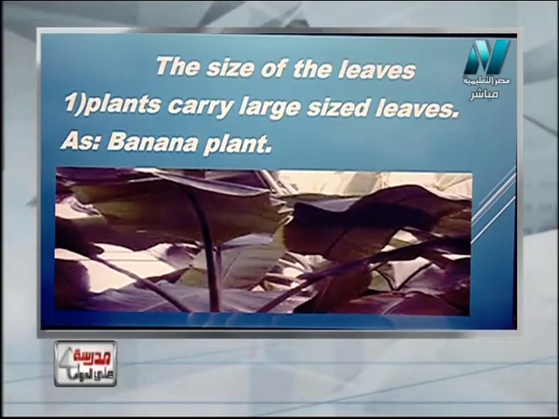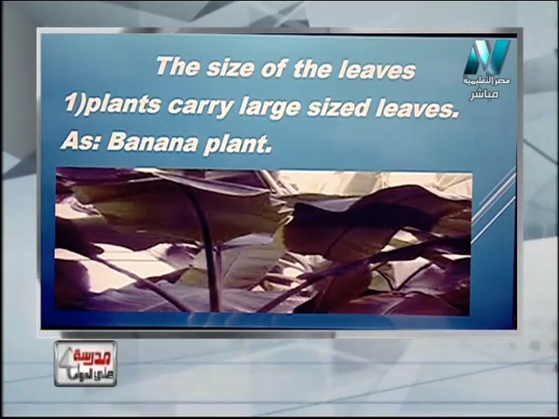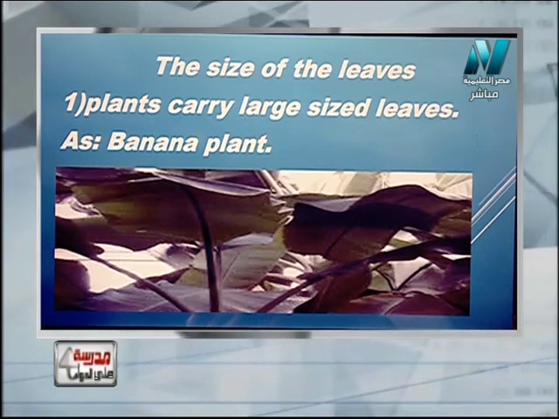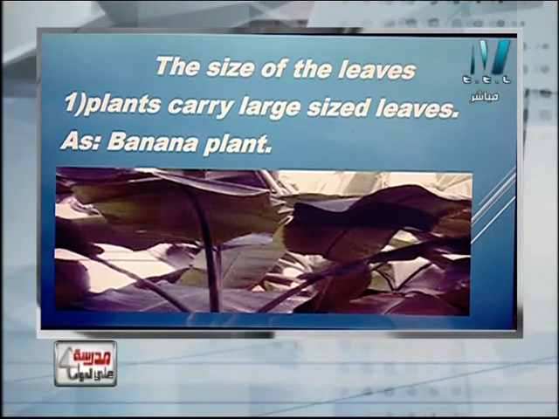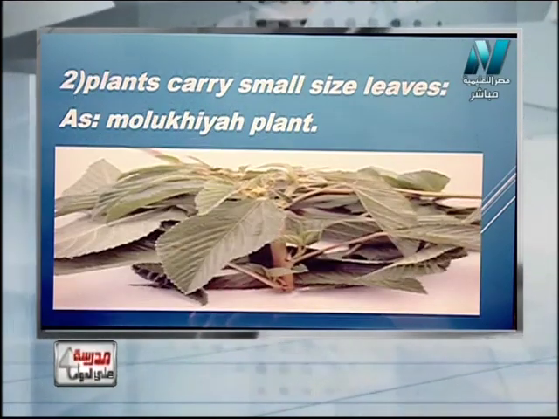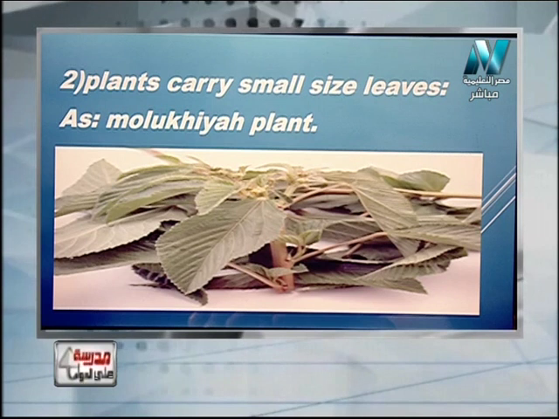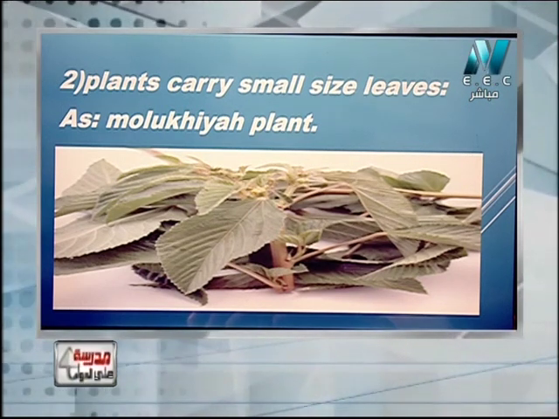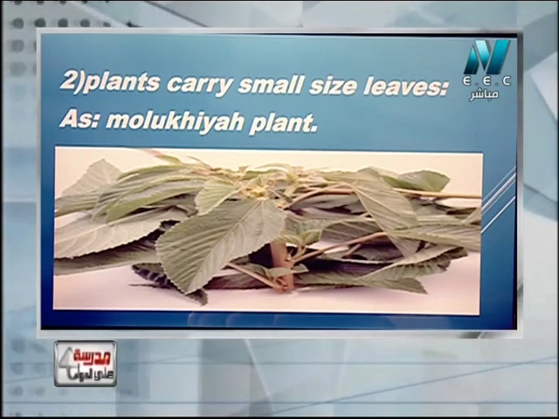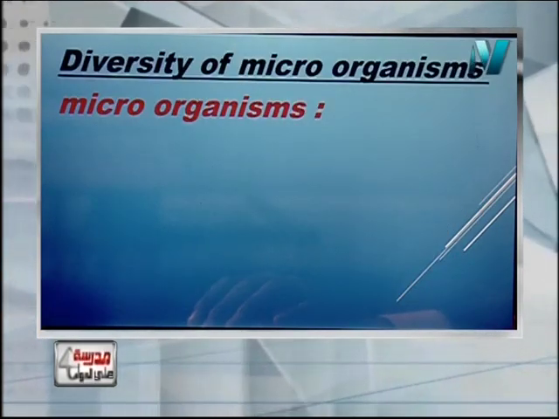Number 2, the size of the leaves, according to plants. Number 1, plants that carry large sized leaves, such as the banana plant. Its leaf is very, very big. And number 2, plants that carry small sized leaves, such as the molokhia plant. The molokhia plant has very small leaves.